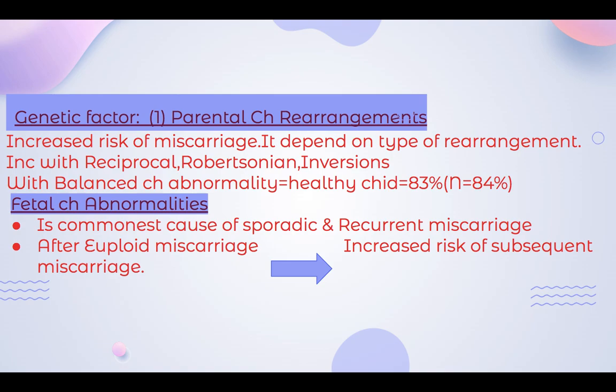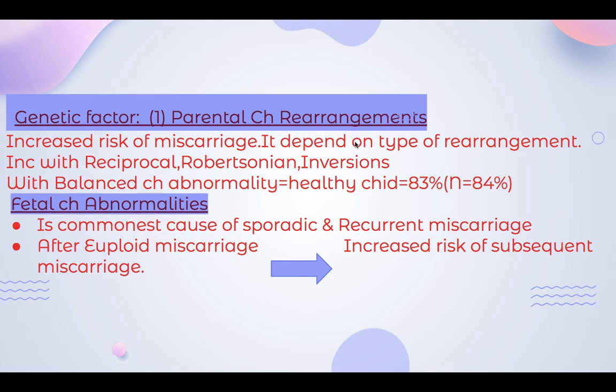Yes. Now we are going to discuss the genetic factors, that is parental chromosomal rearrangements, right? Actually, the miscarriage risk is increased and it depends upon the type of rearrangement as well. The parental chromosomal rearrangement is basically a genetic factor, and fetal chromosomal abnormalities as well. There are two types of genetic factors which are contributing. In this guideline, they have mentioned that parental chromosomal rearrangements increase the risk of recurrent miscarriage, right? But remember that all types of chromosomal rearrangements are not going to increase the same risk.